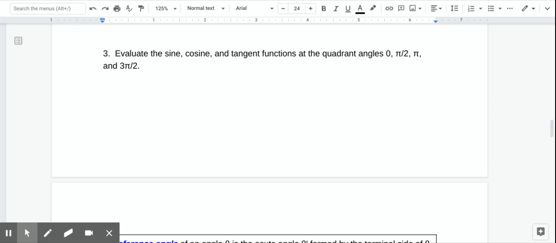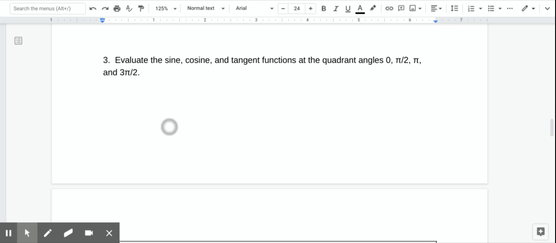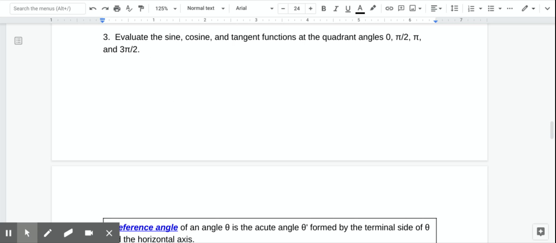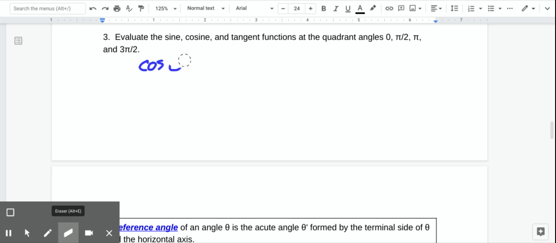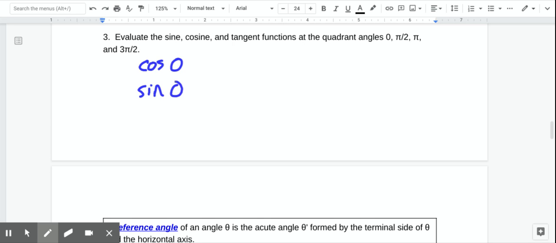Now, sometimes that drawing the triangle method doesn't actually work real well. Let me show you an example. We want to find the sine, cosine, and tangent of 0. Okay, so we want to find a pencil first. Let's get that going. We will find the cosine of 0, the sine of 0 and the tangent of 0.